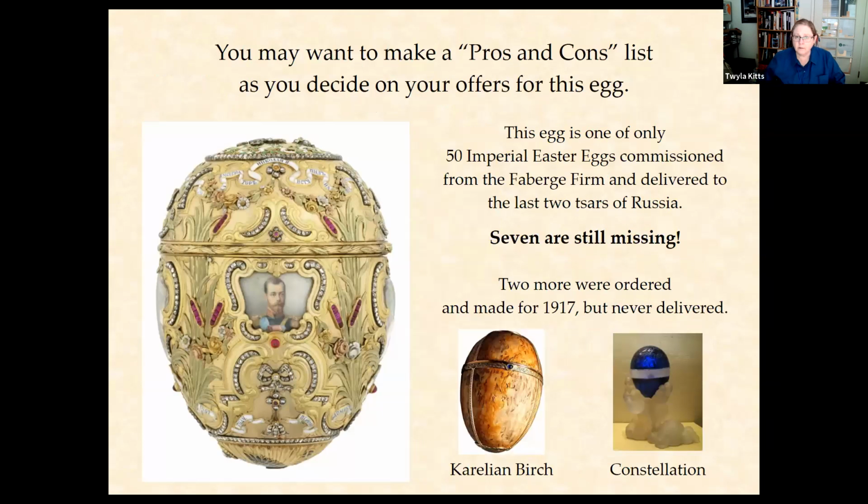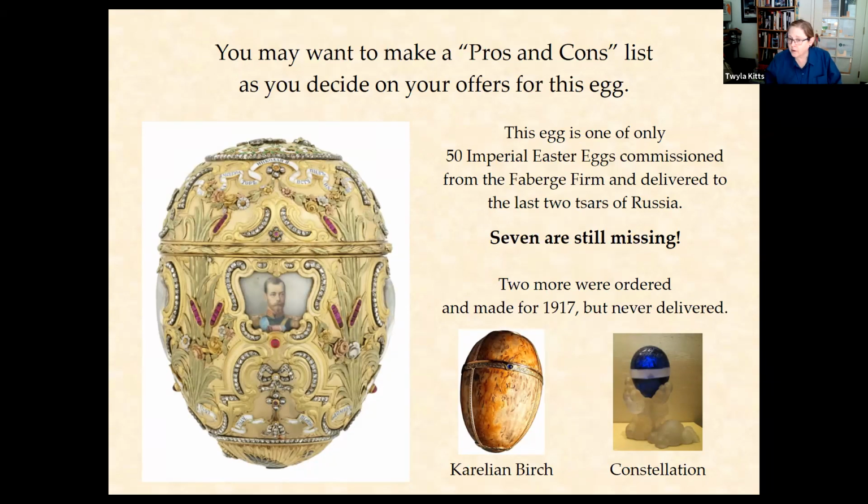So let's actually give you a little background, because you know that's what all auctions would start with, kind of an ad for selling. So you might want to think about pros and cons as we look at this. There are only 50 imperial Easter eggs that were commissioned from the Fabergé firm and delivered to the last 2 czars of Russia, and 7 are still missing. So think about that. You might be able to find one of the Fabergé eggs. What would that be like?